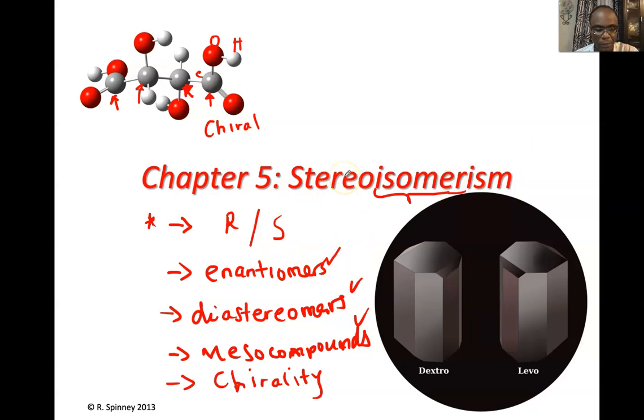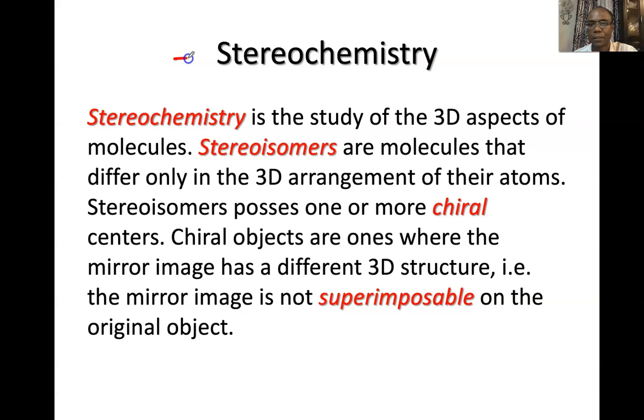Okay, so let's talk about stereochemistry. What's stereochemistry? That's gonna be covered in this chapter. It's the key point of this chapter. Stereochemistry is the study of 3D aspects of molecules. So stereoisomers are molecules that only differ in the 3D arrangement of their atoms. The stereoisomers must possess one or more chiral centers. Remember, I said a chiral center is where, for example, in a carbon, you should have 4 different groups attached to the carbon for the carbon to qualify as a chiral center.